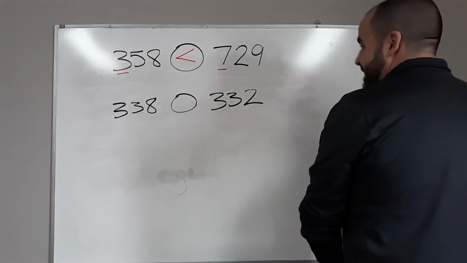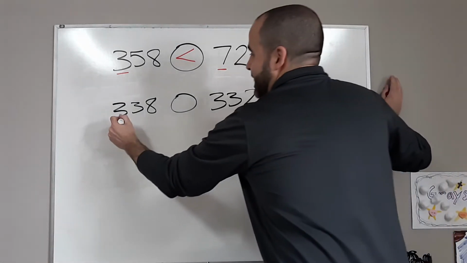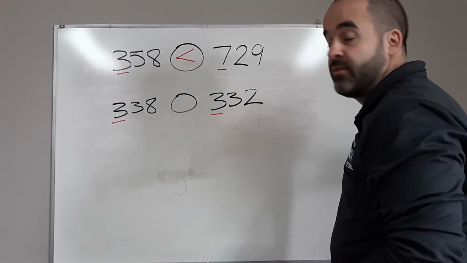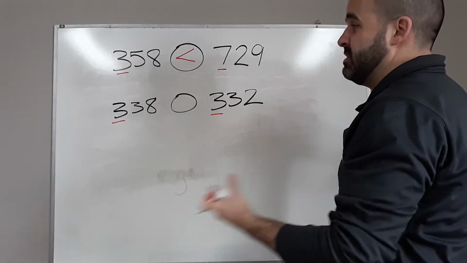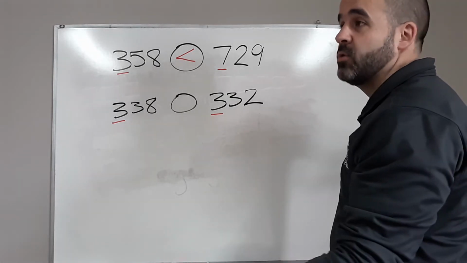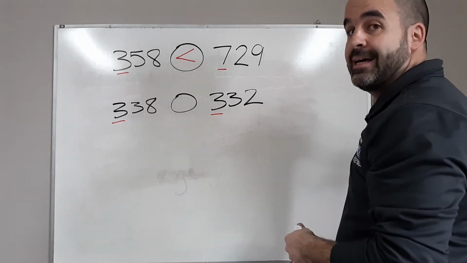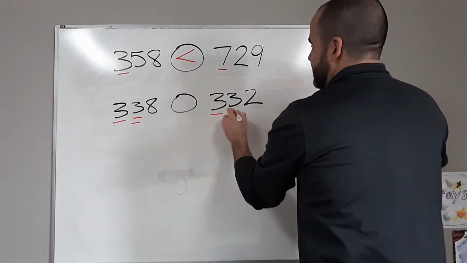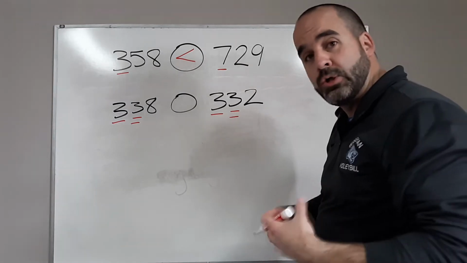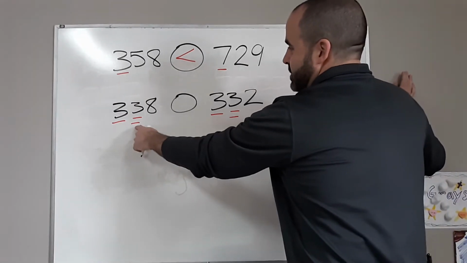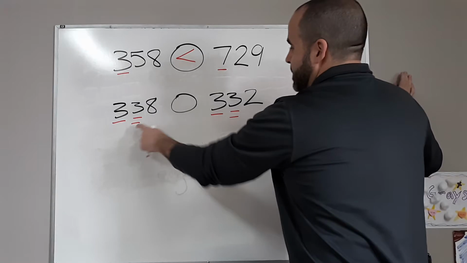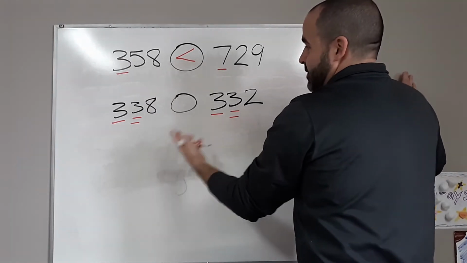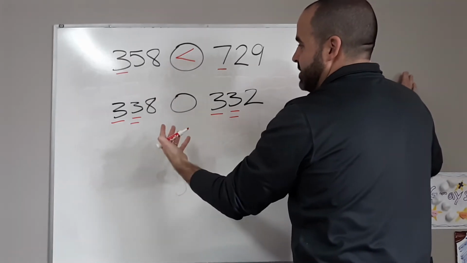Now, looking at this one, if I put one line under the hundreds digit, they're both what? 3, meaning 300, 300. So those two are the same. So I'm going to have to go to the next digit, which is the tens digit. Good. I'm going to draw 2 lines under the tens digit. So now I'm comparing the number with 2 lines under it. And again, they're both 3. So again, those are the same. So now I need to go to the ones digit.